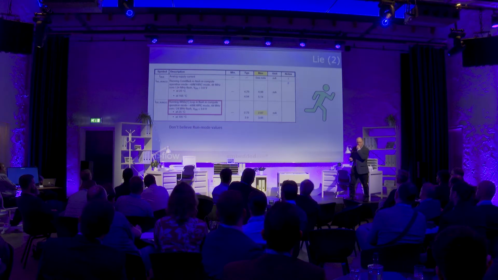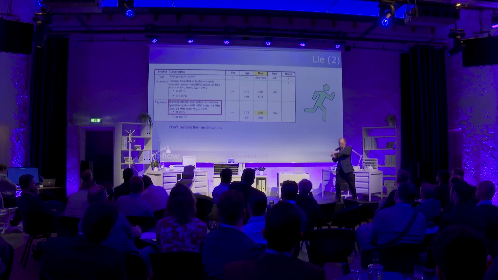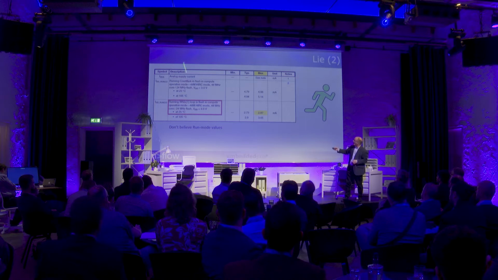And don't believe run values either, because we need to know how much current the microcontroller is taking in run mode. Well, here it is. Running while one loop in flash, we've got to run for flash, this particular frequency. Okay, 2.87 milliamps. Okay, I can live with that.